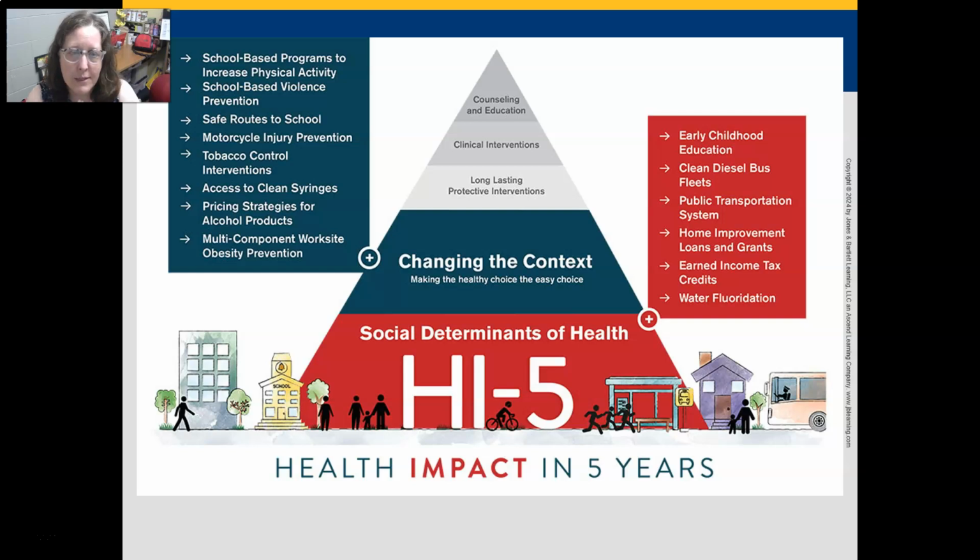So in that part, we have multi-component worksite obesity prevention, pricing strategies for alcohol products, access to clean syringes, tobacco control interventions, motorcycle injury prevention, safe routes to school, school-based violence prevention, and school-based programs to increase physical activity. And so that gives you an idea of what is going on with the HI-5 program. And I believe that is the last slide. And so I have more on population health in video 2 coming up.